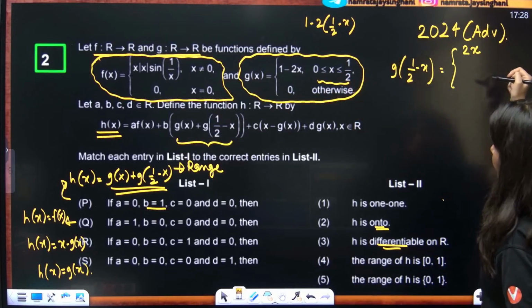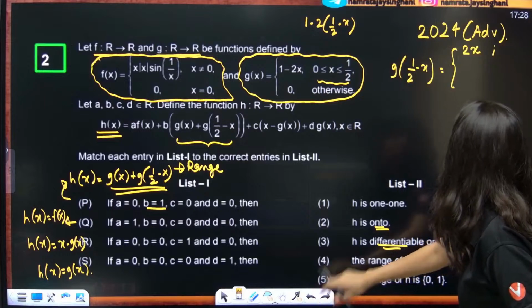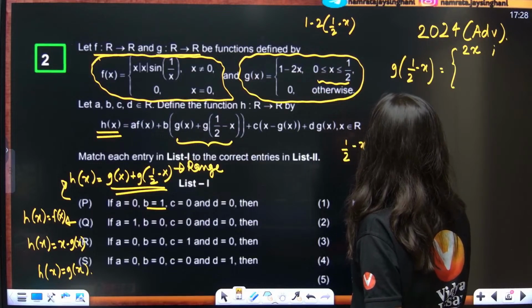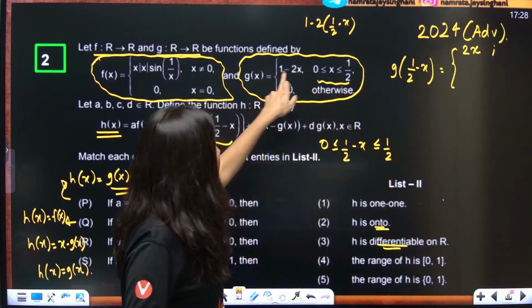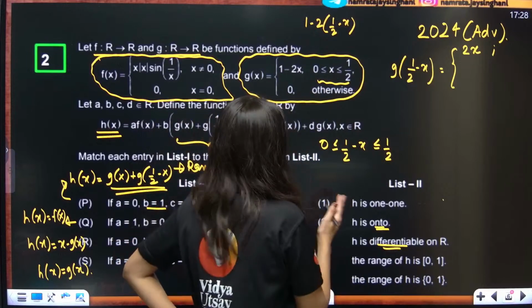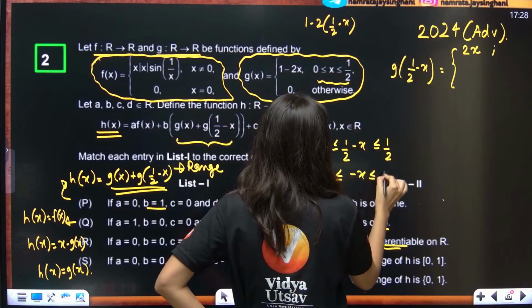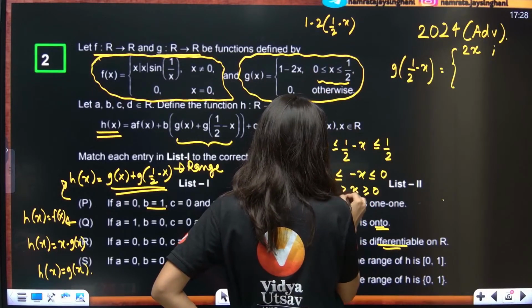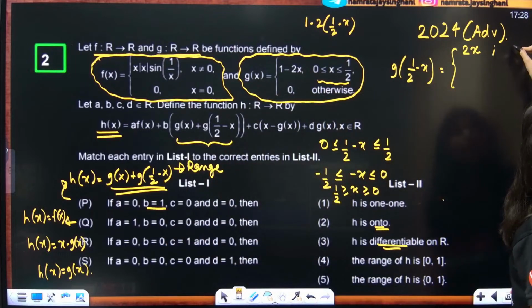For x belongs to, actually 1/2 - x belongs to the given interval. So 1/2 - x is less than 1/2, greater than or equal to 0. This is what is written to you. I told you I will replace x by 1/2 - x, correct? Now what we are going to do is subtract 1/2 from everywhere. So -1/2, then -x, 0. Negative sign multiplication: x is greater than or equal to 0 and x is less than or equal to 1/2. So x belongs to 0 to 1/2. So g(1/2 - x) will become 2x where x belongs to 0 to 1/2.